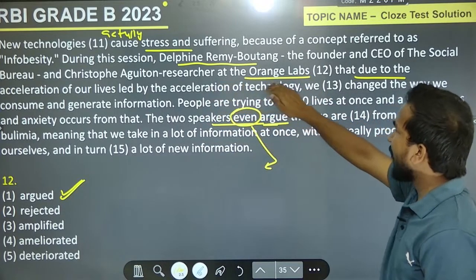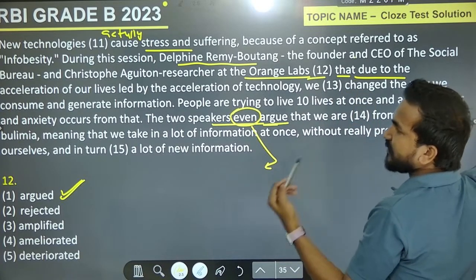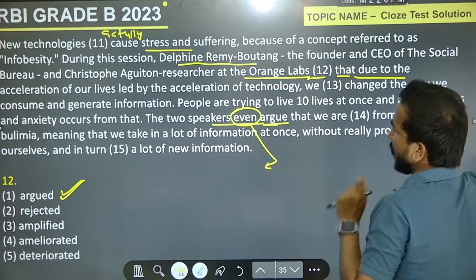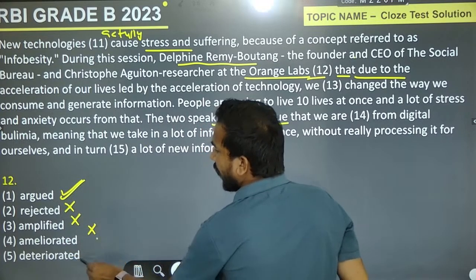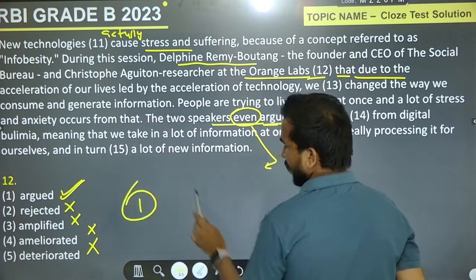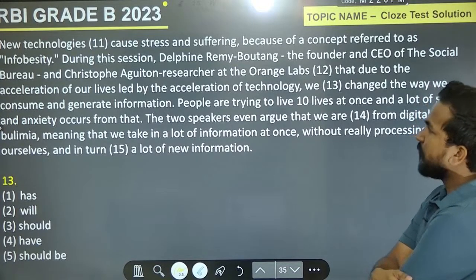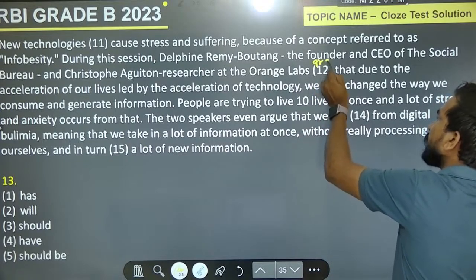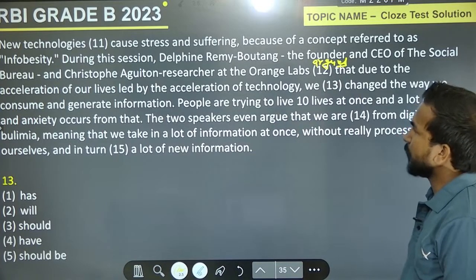Okay, researcher at the Orange Labs argued that due to the acceleration of our lives led by the acceleration of technology. Okay, so this is the right one. Rejected, amplified, ameliorated, or deteriorated, but the right word will be option A, that is actually first. Now we have the second one, so sorry, the third one. So here we have "argued," and in the first we have actually.